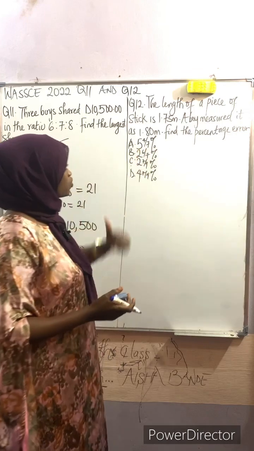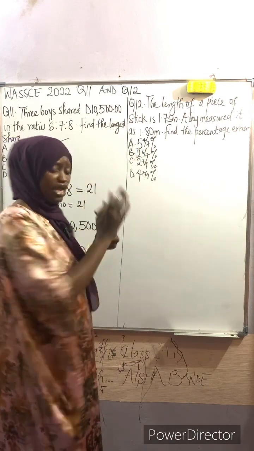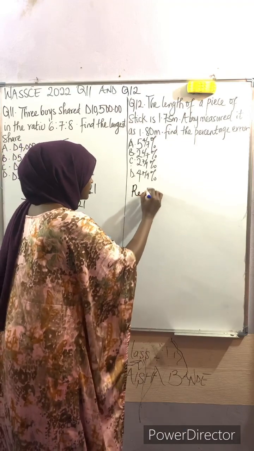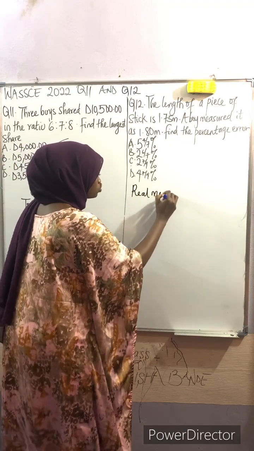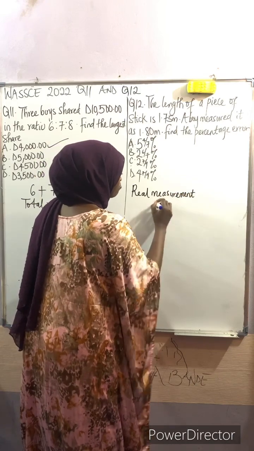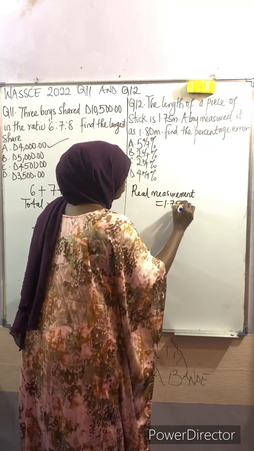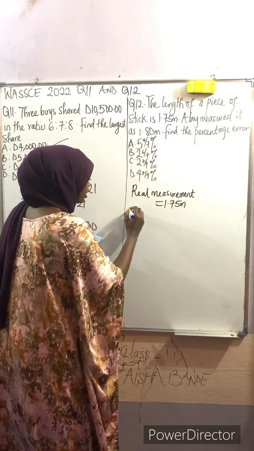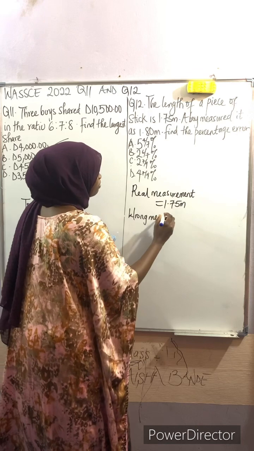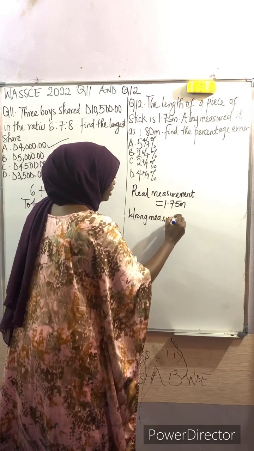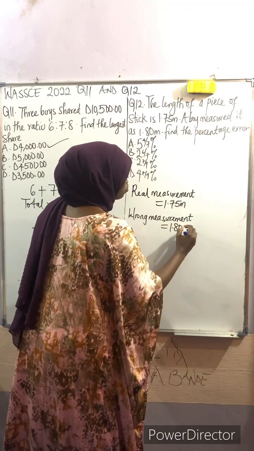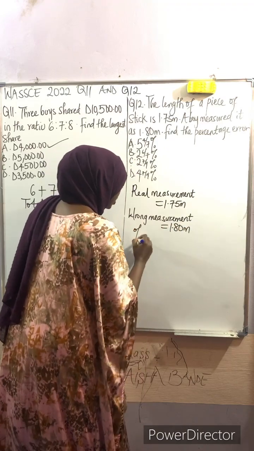So looking at this question, we can see that there is an error in the measurement, right? Because the real measurement ought to be 1.75 meter. However, the wrong measurement which the boy measured is 1.80 meter. So the questioner is asking us to find the percentage error.